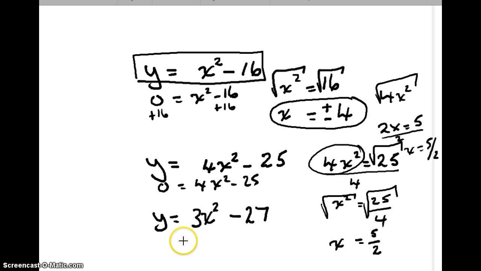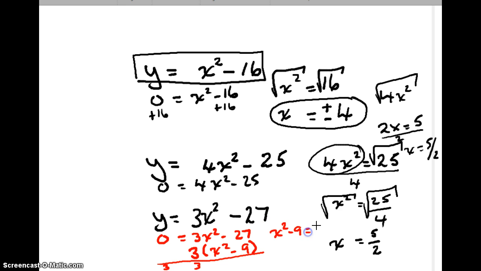Okay, and the last problem here, still set equal to 0: 3x squared minus 27. Hopefully you recognize that there's a GCF there, and I can actually pull out 3 times x squared minus 9. I can divide both sides by 3. 0 divided by 3 is still 0. Now I'm left with x squared minus 9 equals 0. x squared equals 9. Square root of 9, square root of x squared. x equals plus or minus 3.